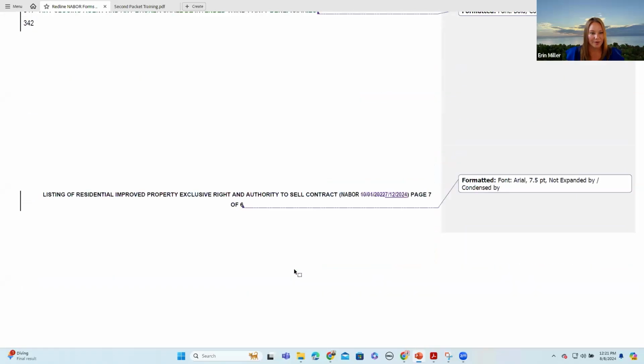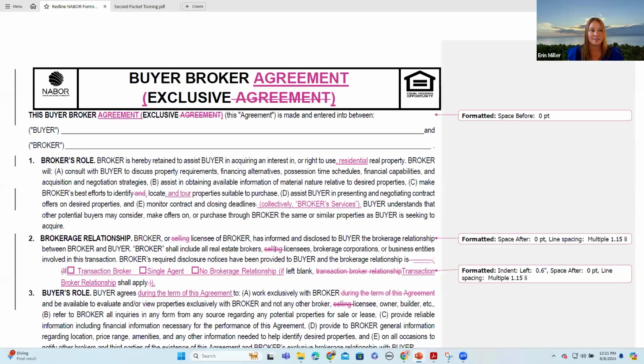We're going to dive into our buyer-broker agreement. So that's the second form in that first packet that we talked about. I'm making some assumptions that this form, though it has existed in the NABOR library for a while, may be new to your practice. So we're going to go through not just the red lines, but each of those paragraphs. We'll talk about what they do, what the parties' obligations are, and then we will again highlight the changes in paragraph 5.